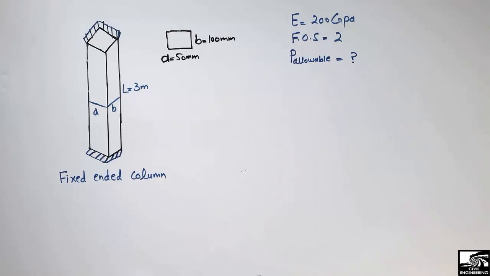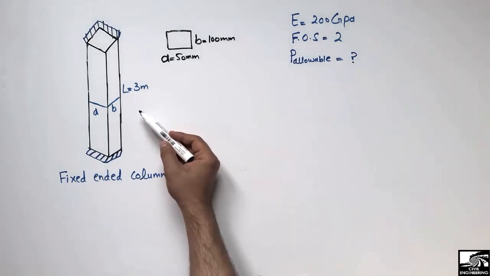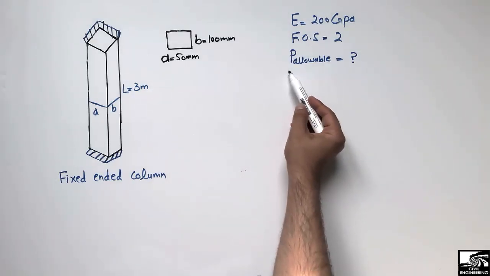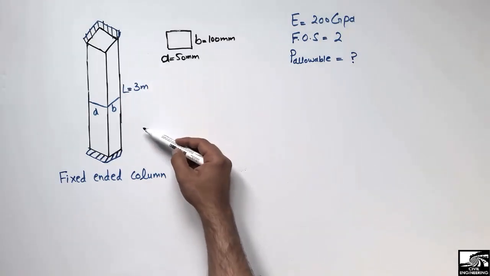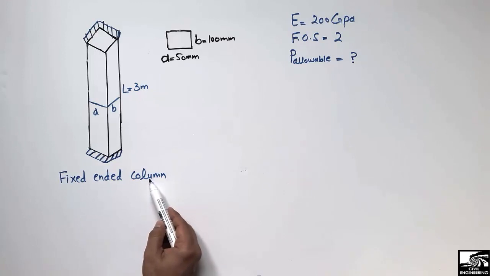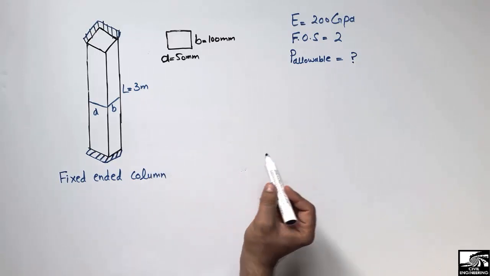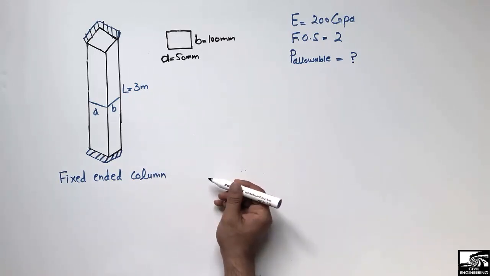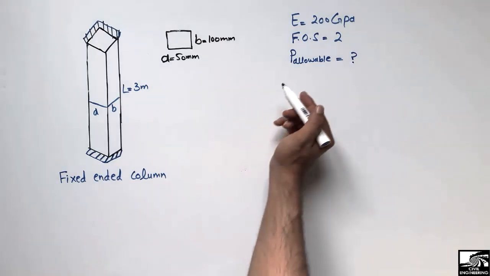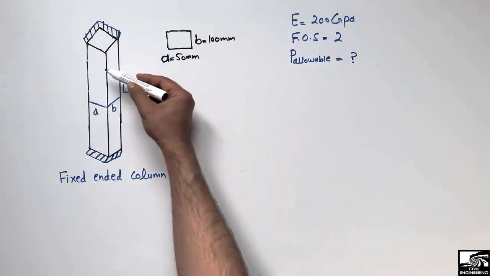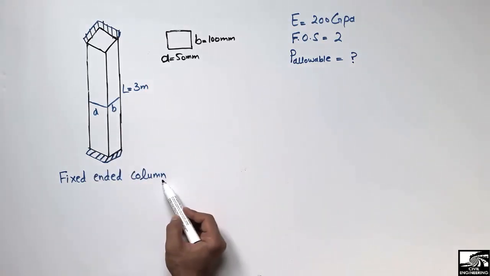Today our lecture is to design the column. In this lecture we are going to find out the allowable load, the P allowable, for this column. It is a fixed ended column. For the pin ended column I have also uploaded a video, where you can find the link in the description. But in this lecture we are going to find out the allowable load for this column which is fixed ended.